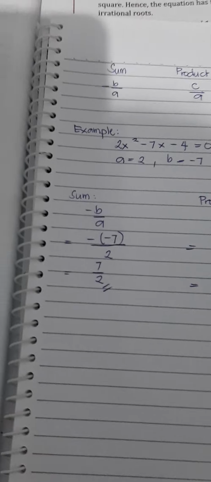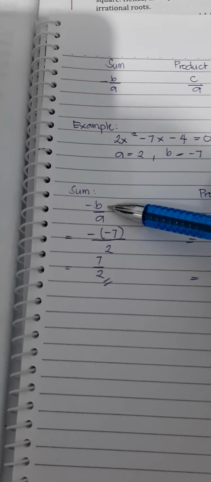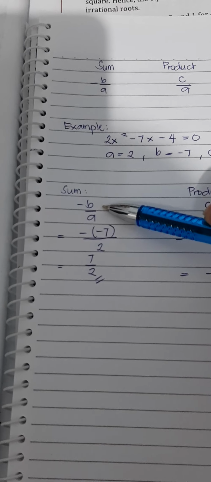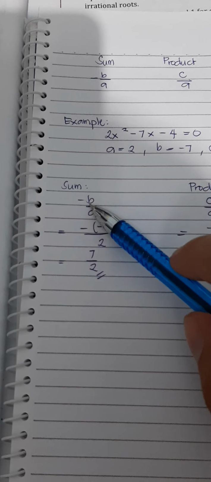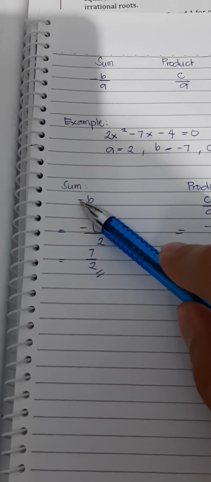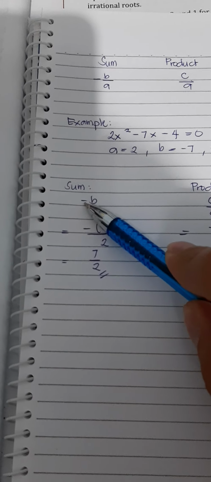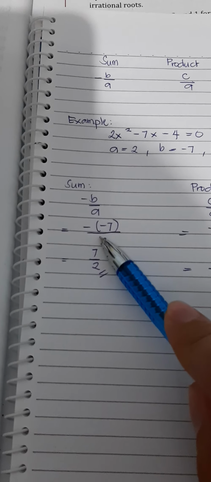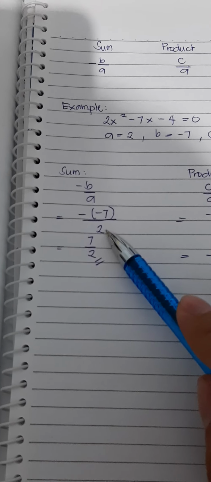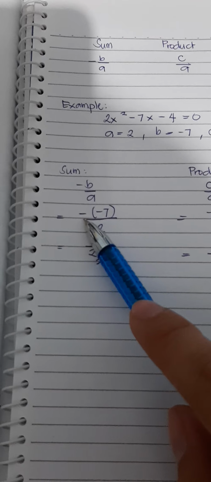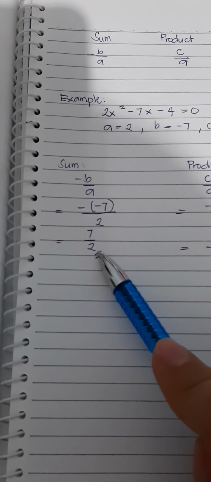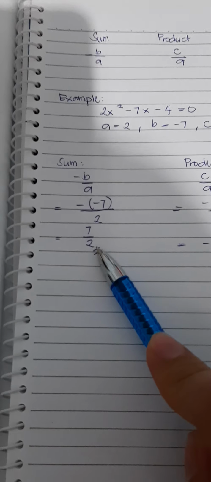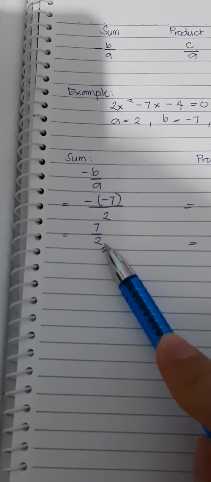For the sum, we have negative b over a. We will just substitute the values of a and b. So b is negative 7 already, but we also need to consider this negative sign here because this is in our formula. So we have negative times negative 7, the value of b, over 2. So we will just simplify this, negative times negative 7, positive 7 over 2. We will leave this in fraction form.